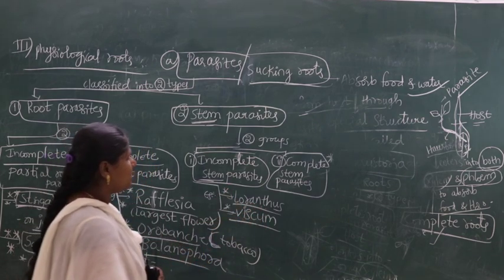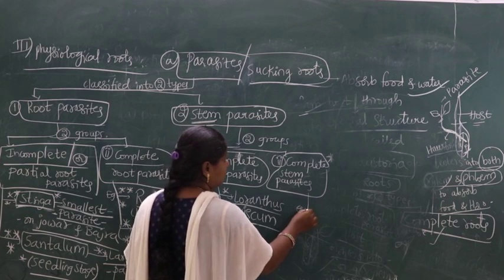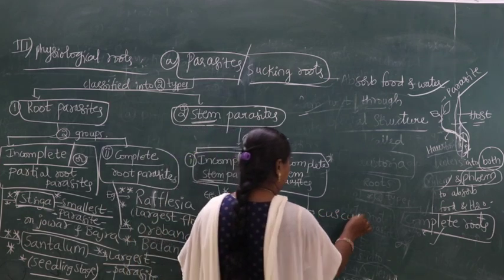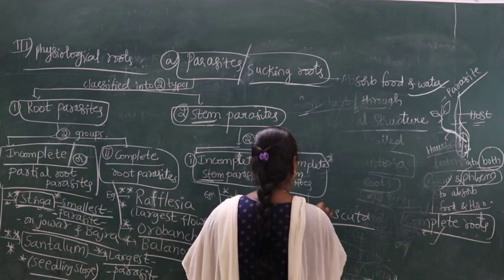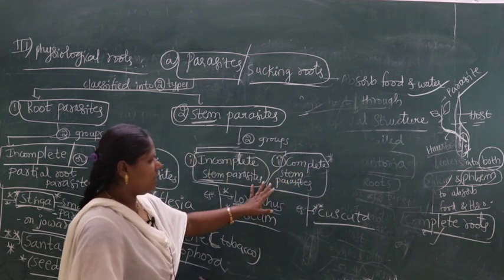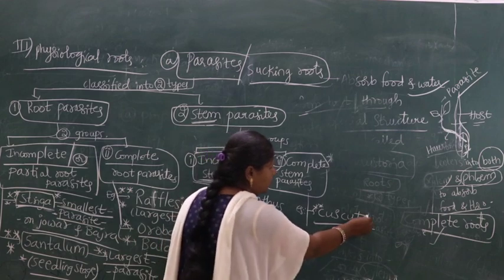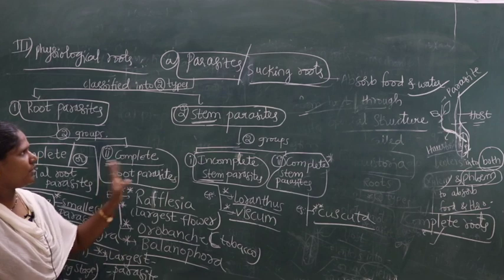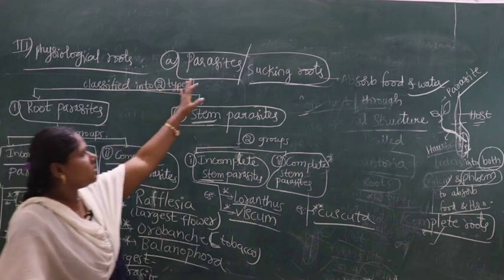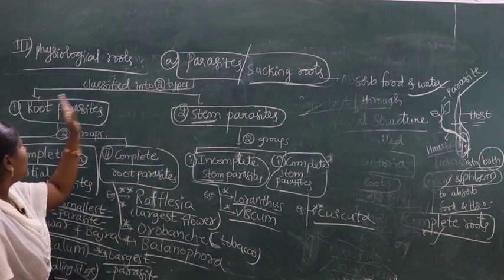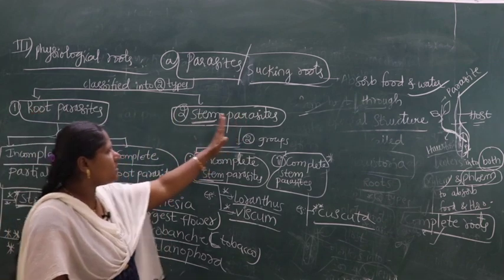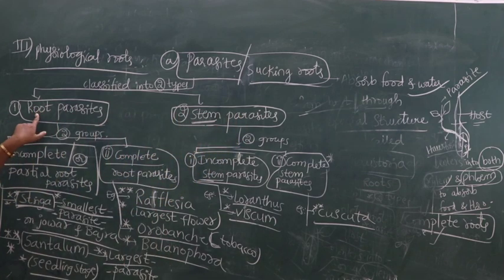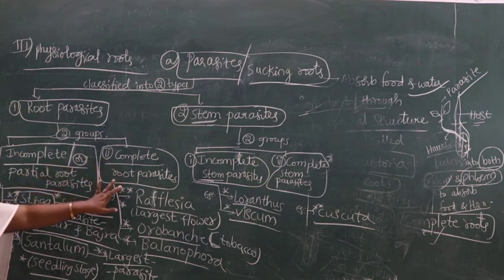Then coming to complete stem parasite, the example for this is nothing but Cuscuta. Cuscuta is an example for a complete stem parasite. We say Cuscuta. Hope everyone got it. I repeat, parasites are also called sucking roots. There are two types: root parasites and stem parasites. The parasites which depend on root for food and water are called root parasites. They are divided into two categories, incomplete or partial and complete root parasites.